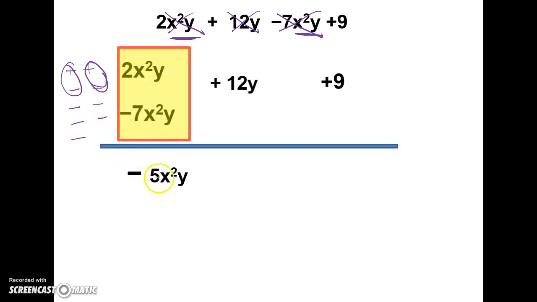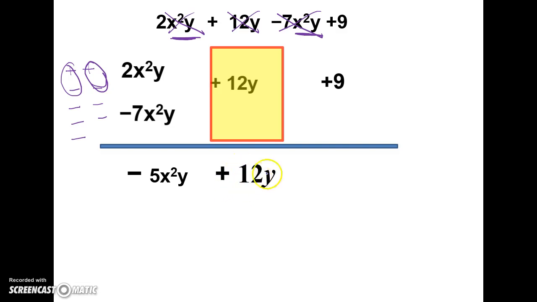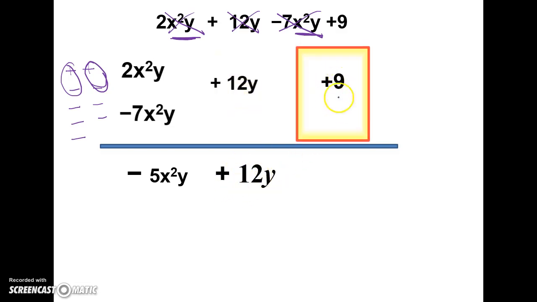You're right, 5 negative x squared is y. And there's nothing to group here, so that just becomes 12y, and there's nothing to group here. That just becomes plus 9. Again, another one down. Let's try another one.